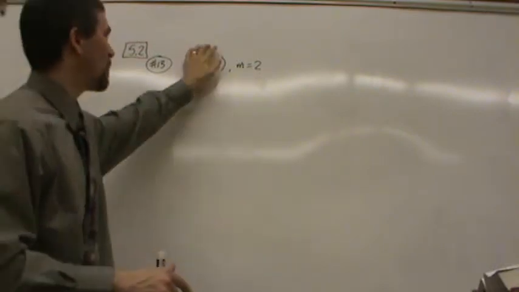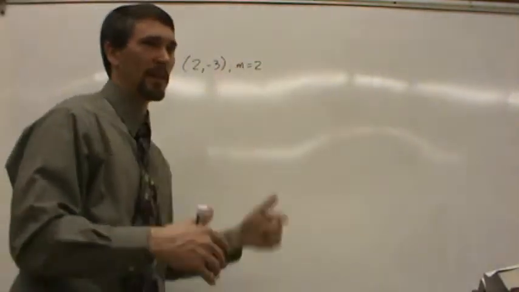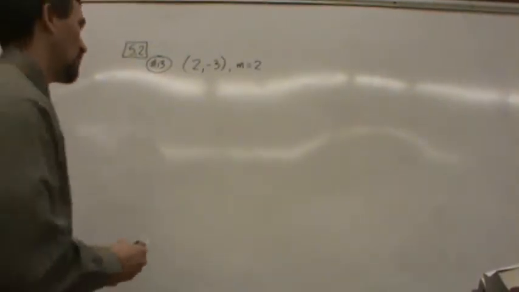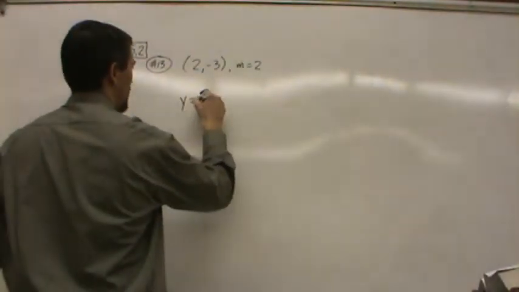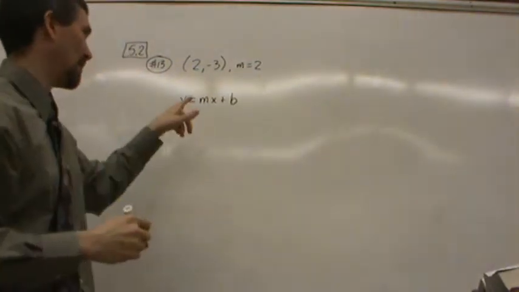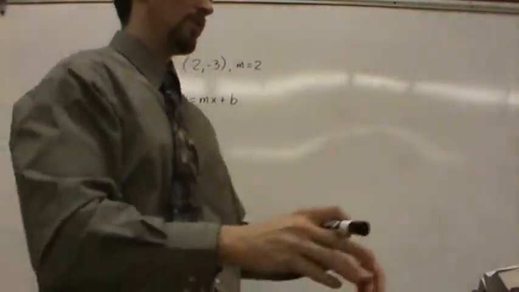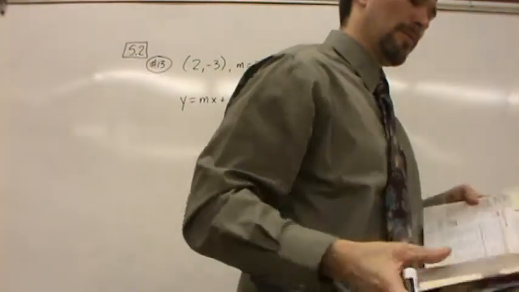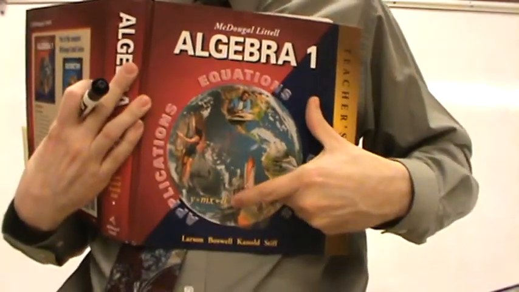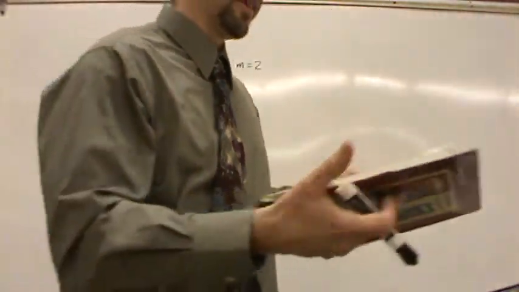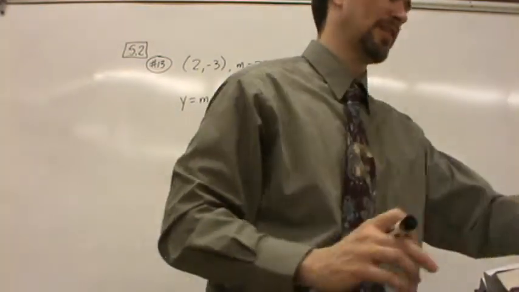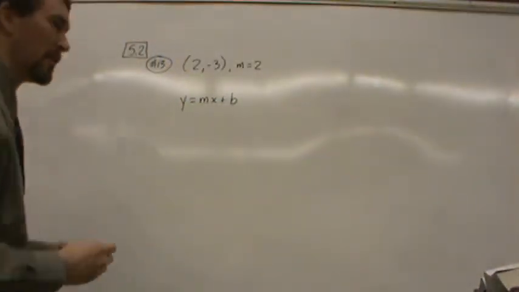They want to give them a point and the slope and see if they can figure out what the equation of the line would be. So it's still y equals mx plus b. And by the way, that equation is so important that they actually put it on the cover of the book here, y equals mx plus b. It's really important that students get that stuck in their head, y equals mx plus b.